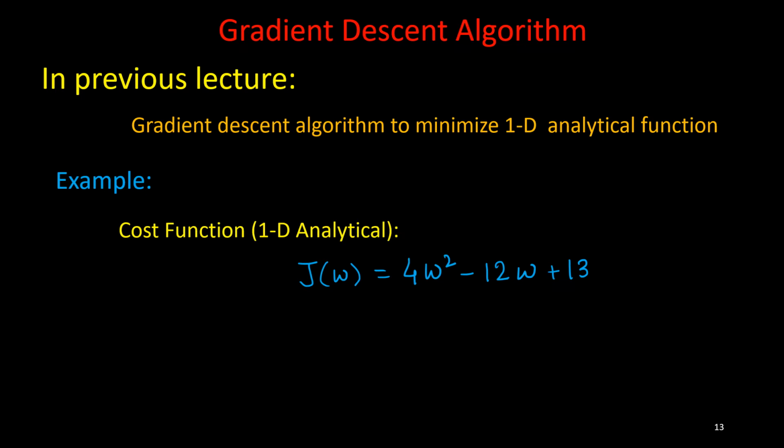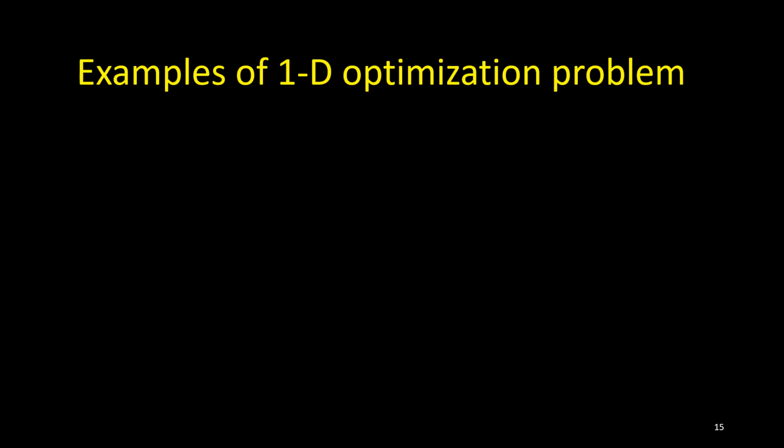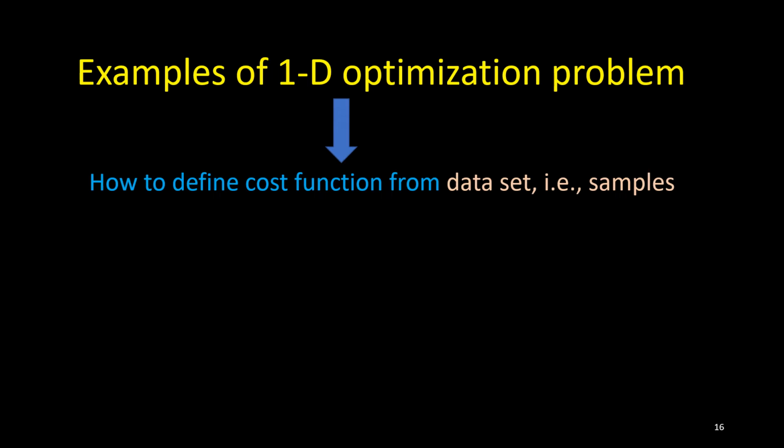So in this video, actually we'll consider again 1D optimization problem, but this time we'll consider the samples, more realistic cost function we can define. One realistic system is given where the data sets are provided, and we can define corresponding cost function that will be discussed in detail here.